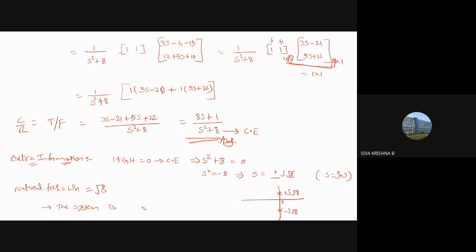The system is, first of all, marginally stable, and the response is undamped. The response is an undamped system, you can call it undamped oscillations. If poles are on the imaginary axis, that is a marginally stable system. A marginally stable system is nothing but undamped; the response contains undamped oscillations.